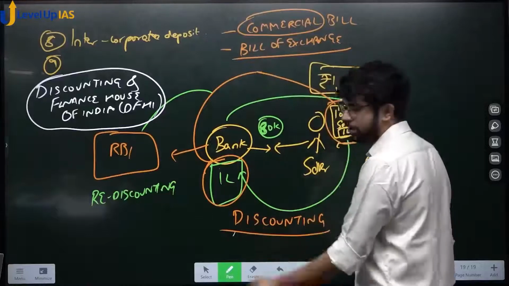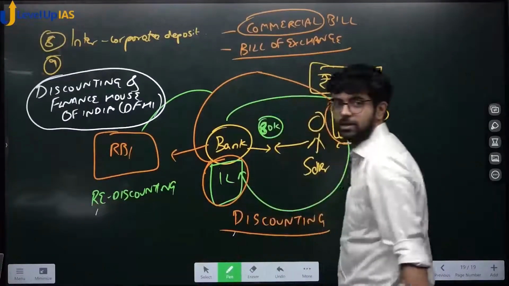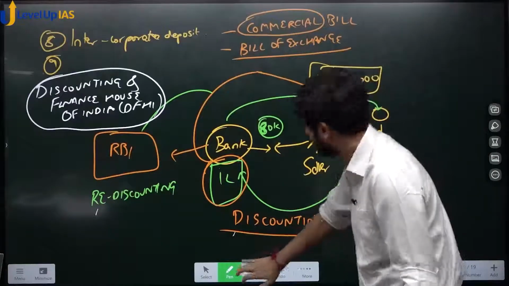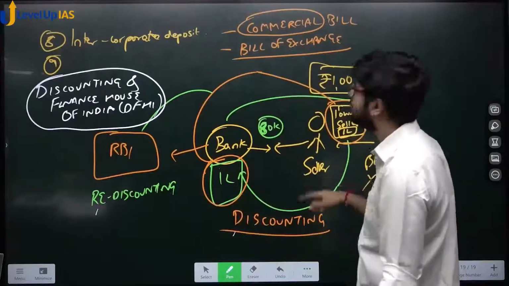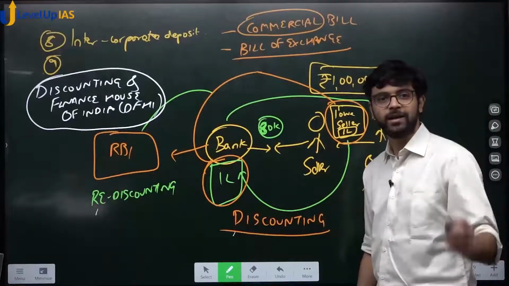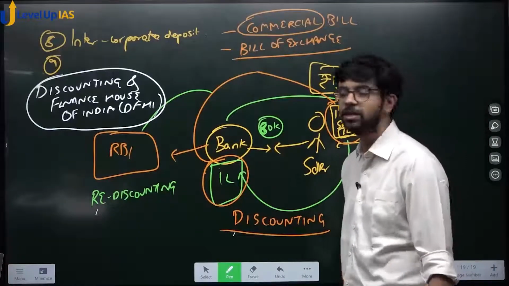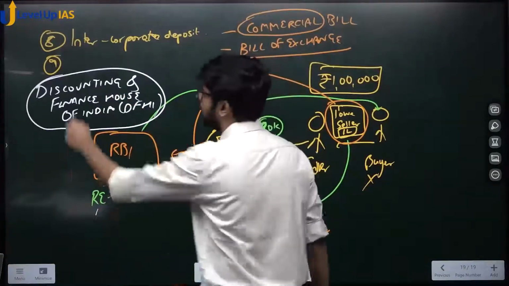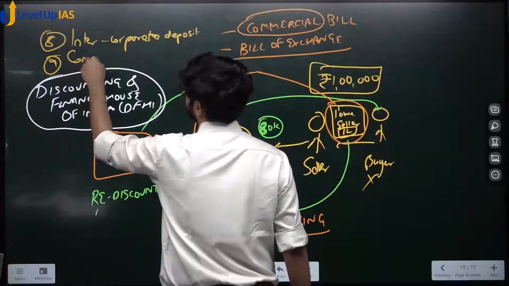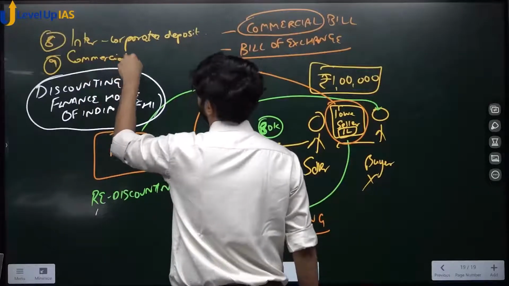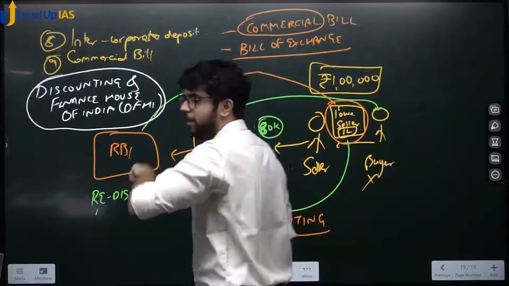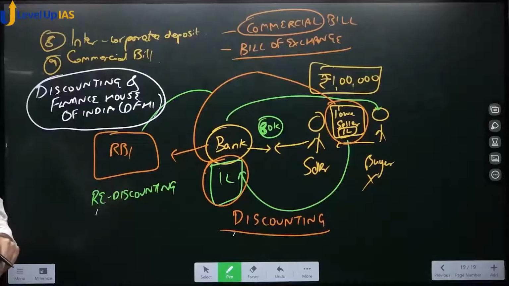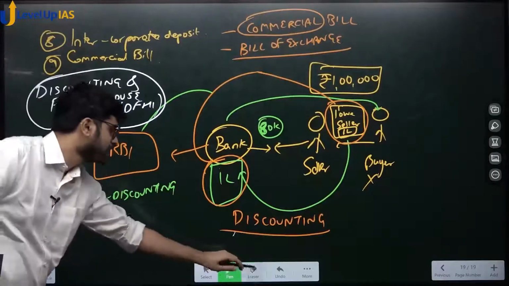Did you understand discounting? Did you understand rediscounting? Okay? Did you understand this paper is called commercial bill or bill of exchange? Okay? So ultimately, this is all short term. See, no trader gives you a credit period of 3 years, that you pay after 3 years, this does not happen, right? Within 6 months, 3 months. Hence, the 9th instrument is a commercial bill. To understand commercial bill, you need to understand this. Did you understand what is Discount and Finance House of India? It's not discounting actually, it's discount.